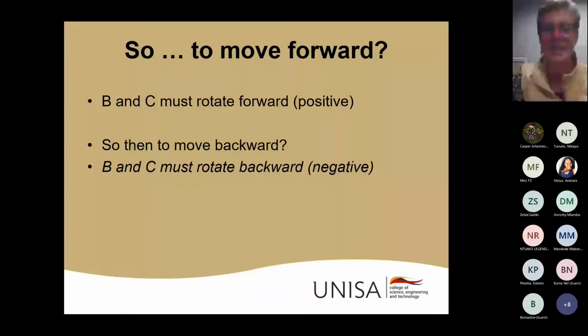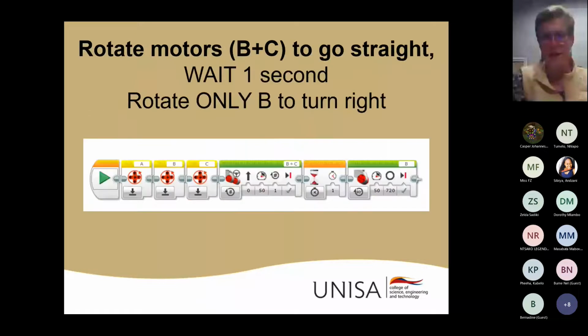Okay. So again, for an EV3 robot, if B and C must rotate, forward is positive and then negative must be backwards. So it's the application of pure physics. Okay. And so an example here, I said you just put a wait in. So you go forward, you wait, and then you turn. So you've only got one motor turning. So you'll turn to the right then.